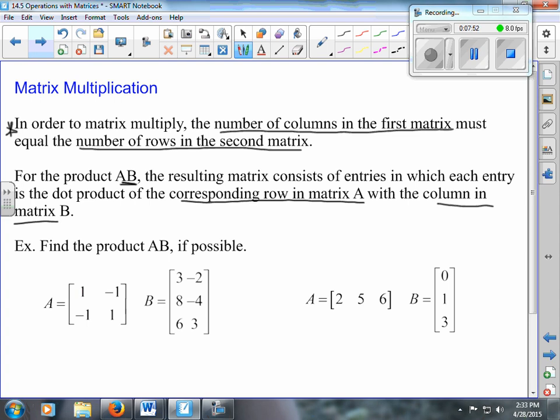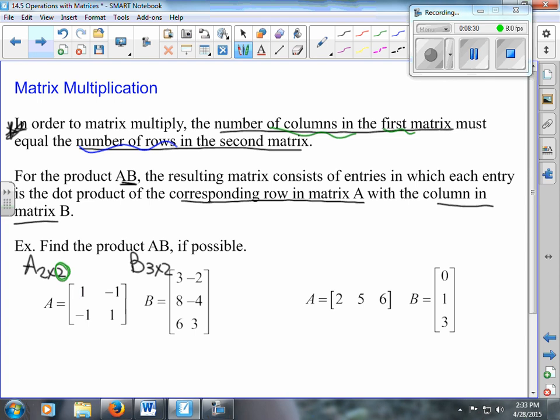Okay, so I'm going to go through 4 examples here. In this first example, let me show you how we worry about whether or not we can even multiply. So to know if we can even multiply or not, we have to look at the indices. So matrix A is a 2 by 2 matrix. Matrix B is a 3 by 2 matrix. Okay? And so what are the number of columns in matrix A? That's my first matrix. Well, the number of columns is the second number in the index. The number of rows is the first number.